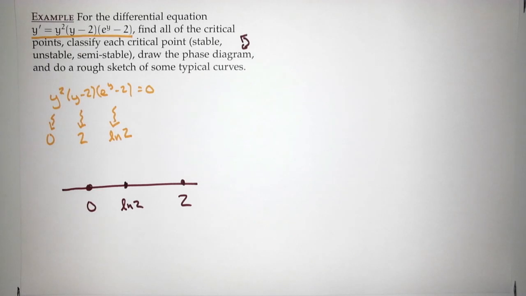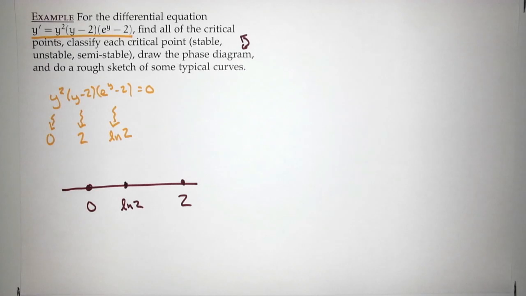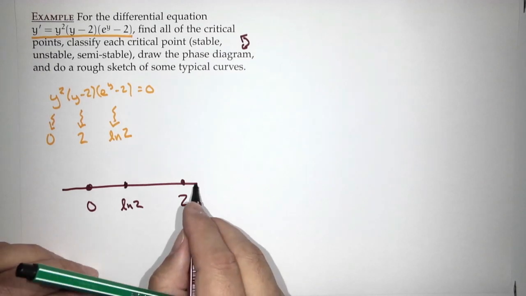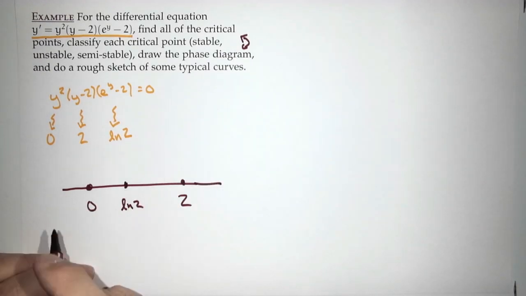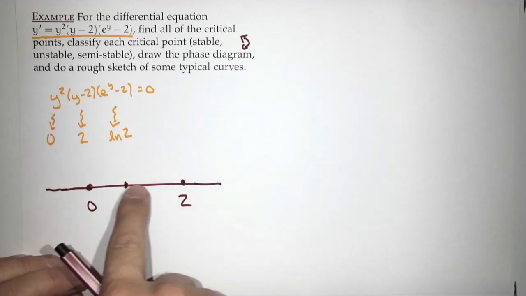We have three critical points. That has split up our line into four parts. So we now need to understand each part. All right, so we begin. Well, there's lots of ways to do this, but generally a good strategy is to plug in some points. We know at these values that y prime equals 0. And so we can just test anywhere in between.